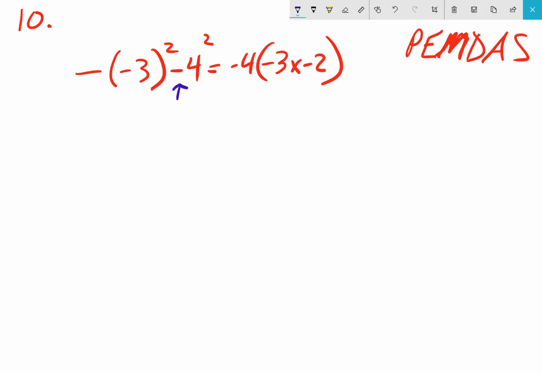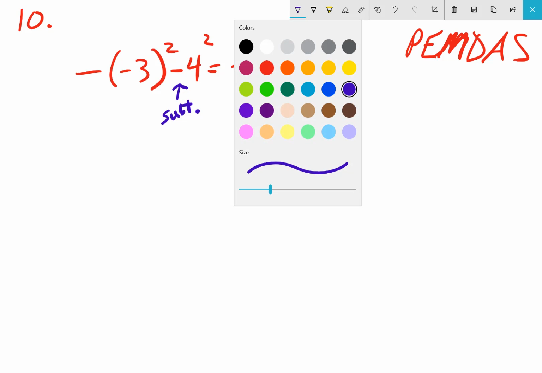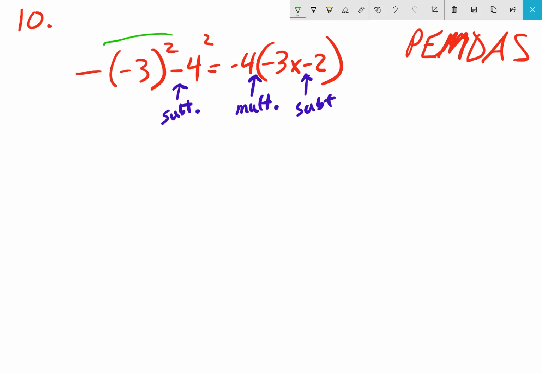You've got subtraction, and you've got subtraction there, and you've got multiplication there. So don't lose the operations you're supposed to be doing. All right, first of all, you've got to do your exponents. So here, right here, you have -3 squared. That means -3 times -3, which is +3.